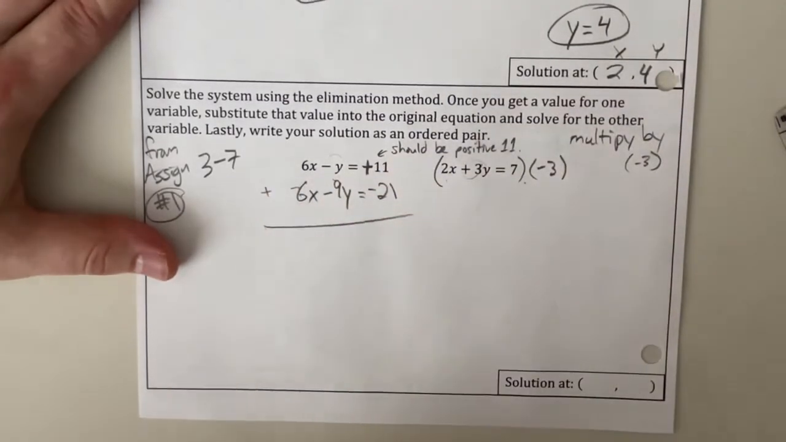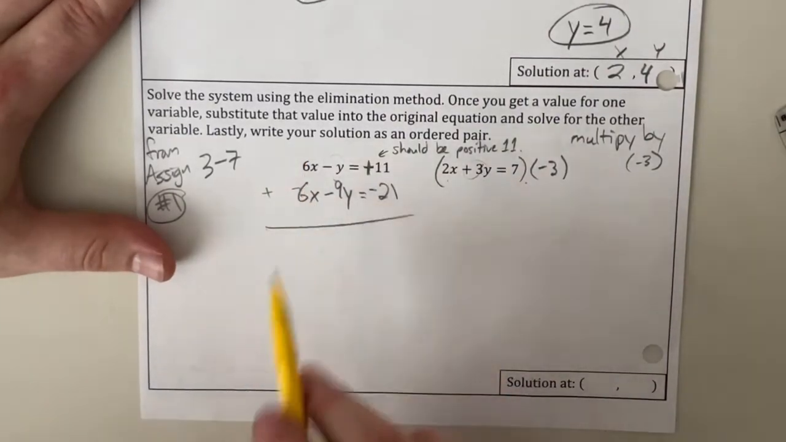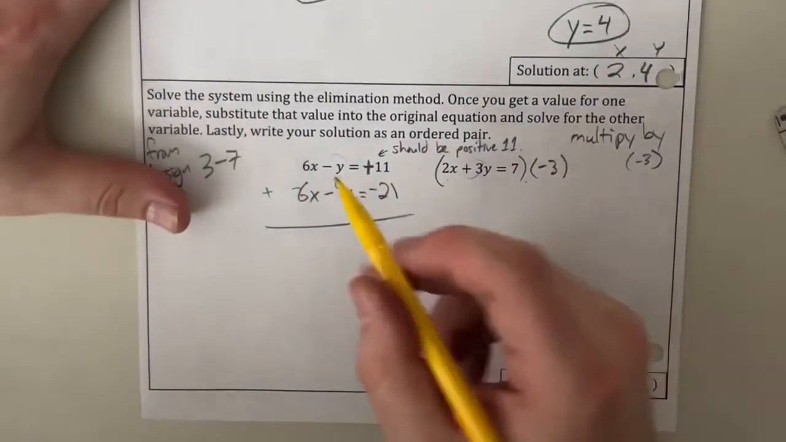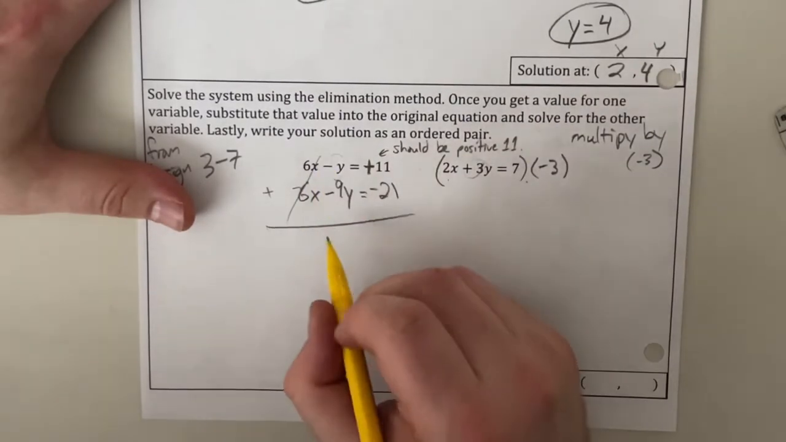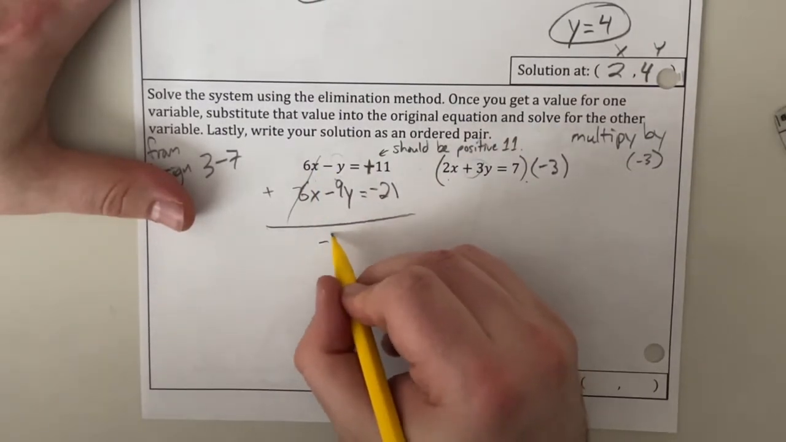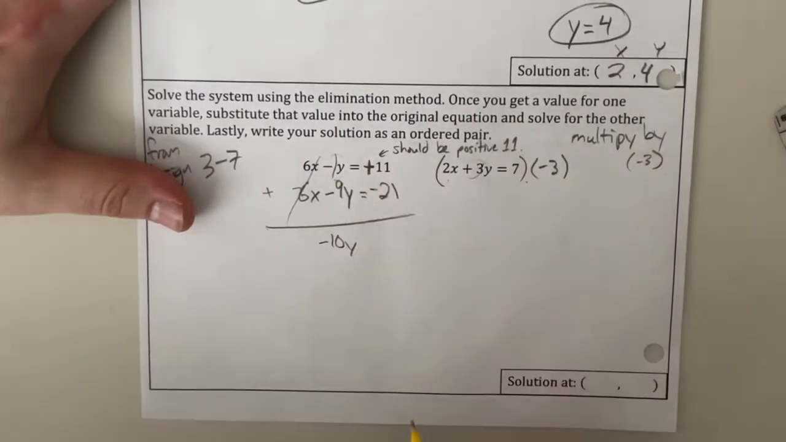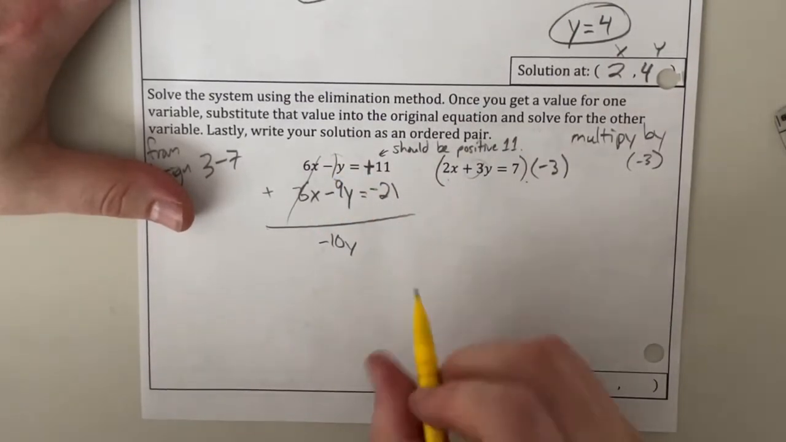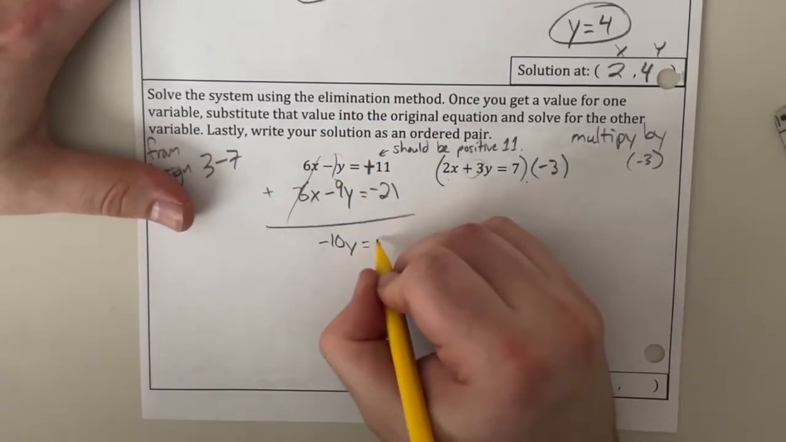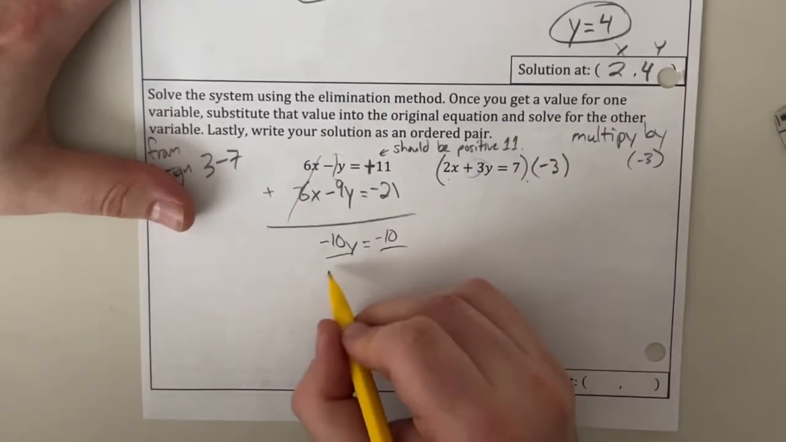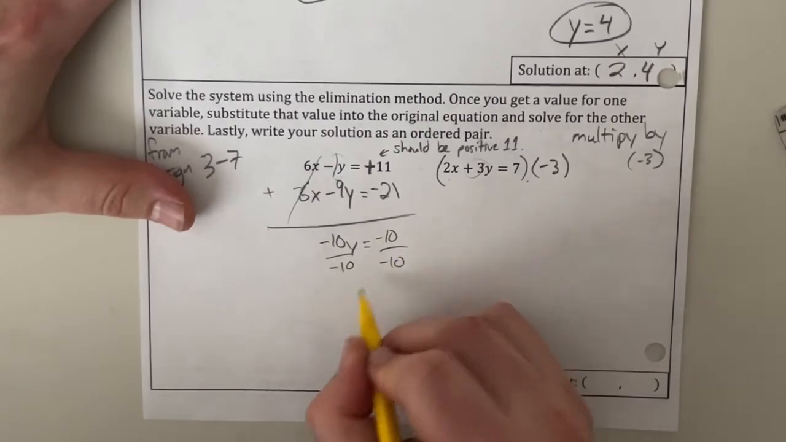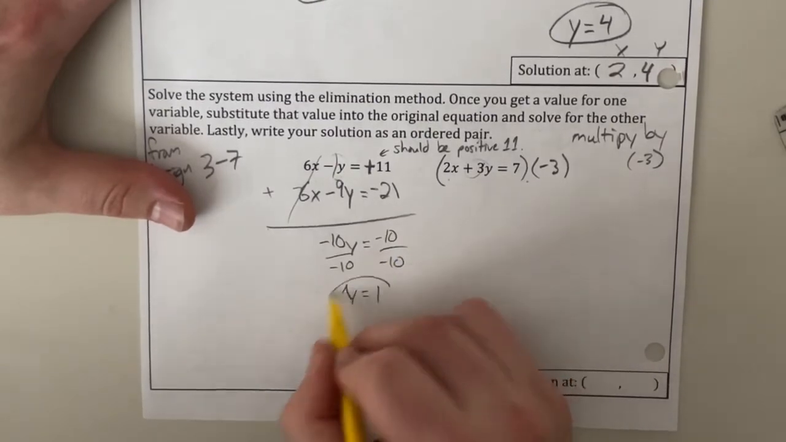Now I can add my columns together. I'm going to add my two equations together. So I have 6x and negative 6x. Those cancel out. Then I have negative 10y, since this is just a coefficient of negative 1. And then I can say this is going to be equal to negative 10. Simple step, divide both sides by the coefficient. So divide both sides by negative 10, and I have y equals 1.